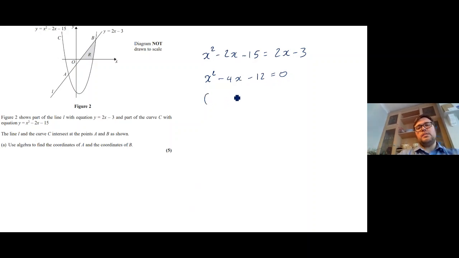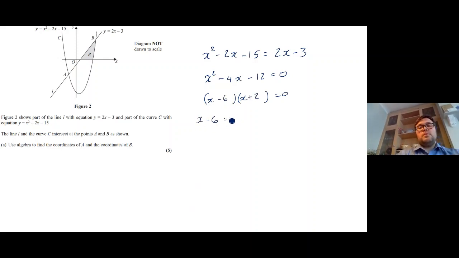Again, I need to see a method in which you're solving this quadratic. Nothing wrong with the quadratic formula, nothing wrong with factorizing it. You can even complete the square and solve it that way, but it needs to be a method and it needs to be stated. x and x, because that's the only one that can work. Pairs of factors of minus 12, a minus number, minus 6 and 2. Yeah, minus 6 plus 2.